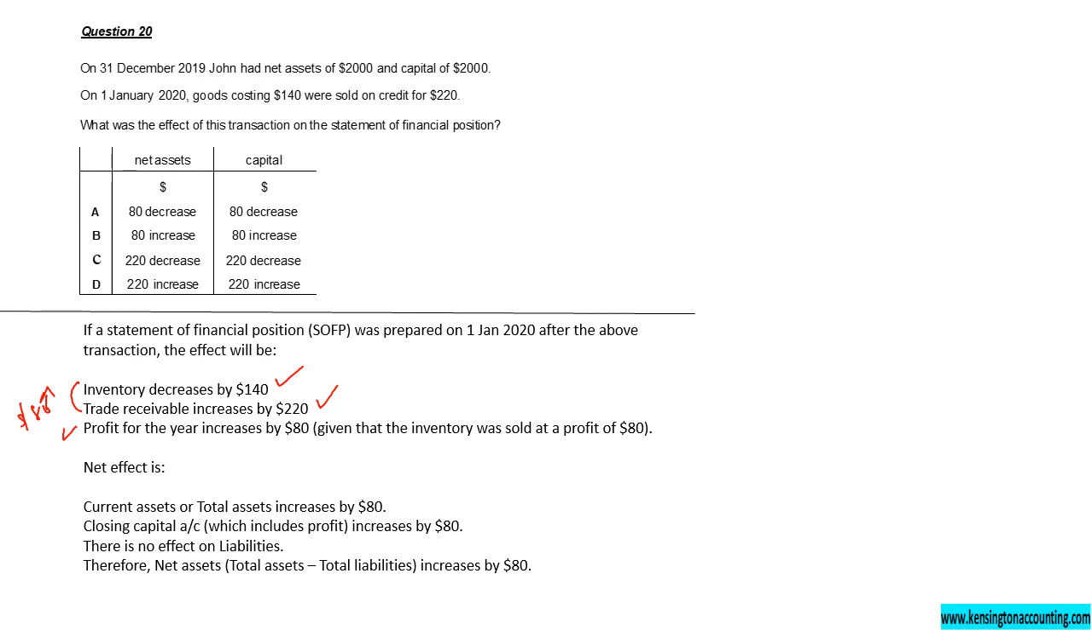So looking at the possibilities here, we're looking at 80, 80, 80. If the current assets go up by 80, obviously the net assets will also increase. And the profit is part of capital, so an increase in profit also means an increase in capital. Therefore, the answer is B.